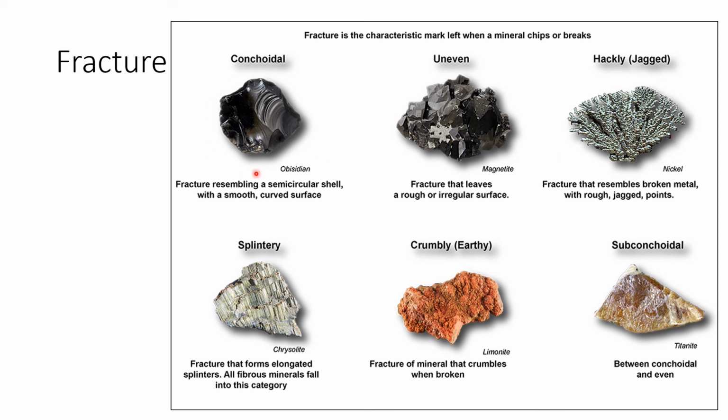This is conchoidal. This is what we see in obsidian. It's also the type of fracture we see in quartz. Quartz is very well known for its conchoidal fracture, in which case it makes little C's. Okay, and this is very important. Conchoidal fracture makes a whole bunch of little C's. It almost looks like broken glass, but as long as you see these little C's, you know it's a conchoidal fracture. Okay, it will also have uneven fracture like this.